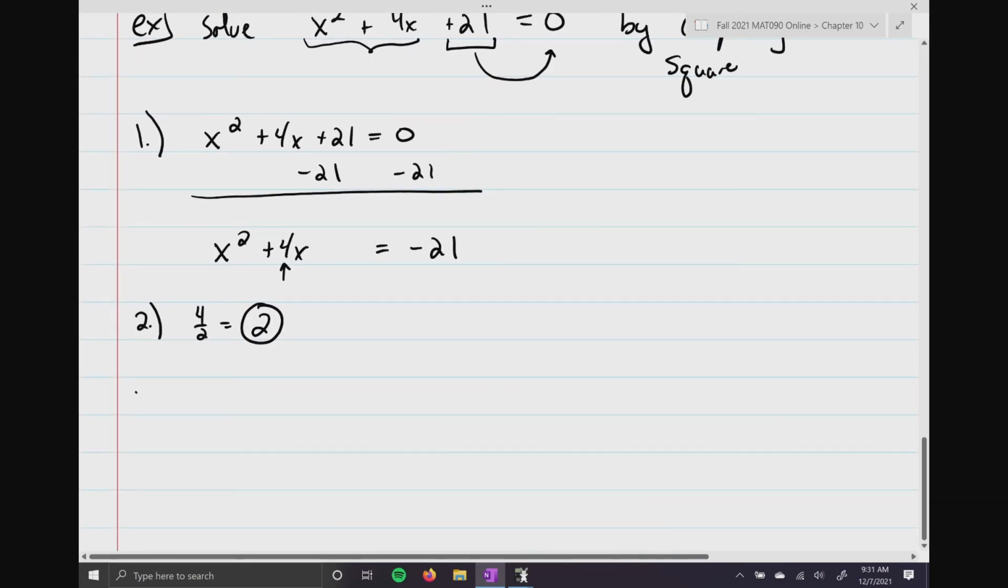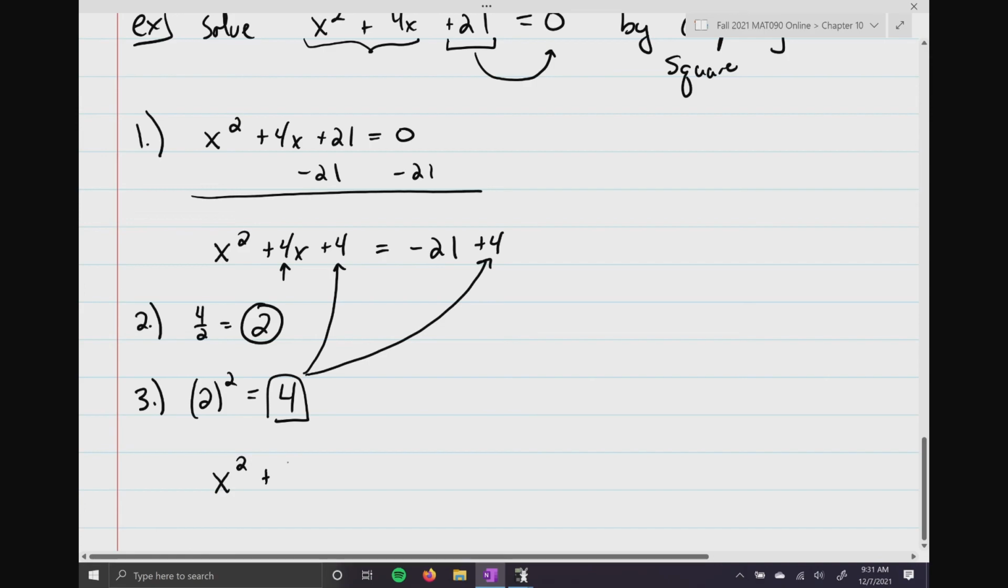Step 3, we're going to use the result from step 2, which is 2, put it in parentheses and square it. And that's the number we're going to add to both sides of our equation. So I'm just going to write x squared plus 4x plus 4 equals negative 17.